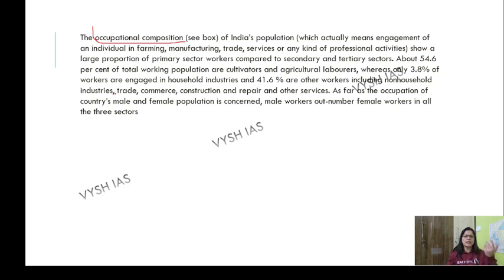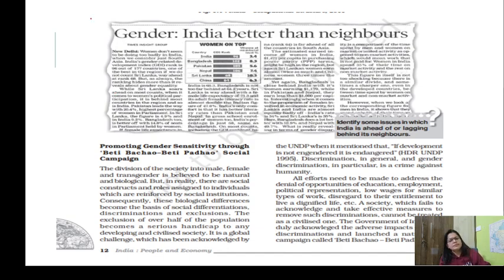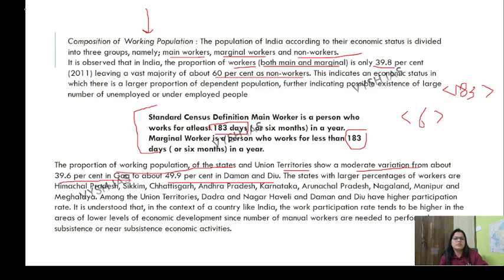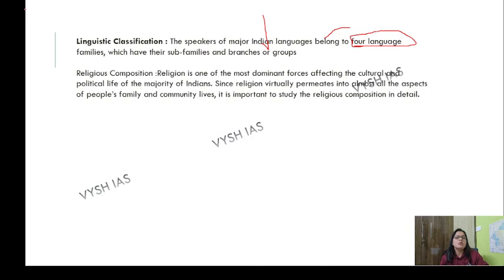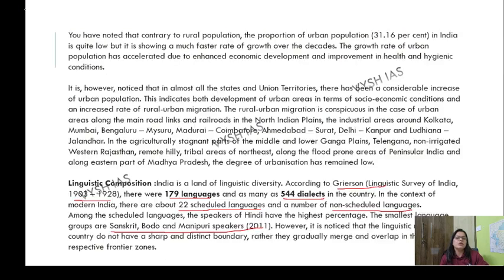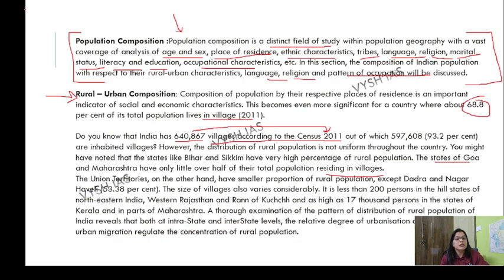Just go through it twice or thrice. Okay, so what about this composition of population? Basically, what we are doing over here is the regional variation of population growth, that is, how population varies depending on rural and urban.